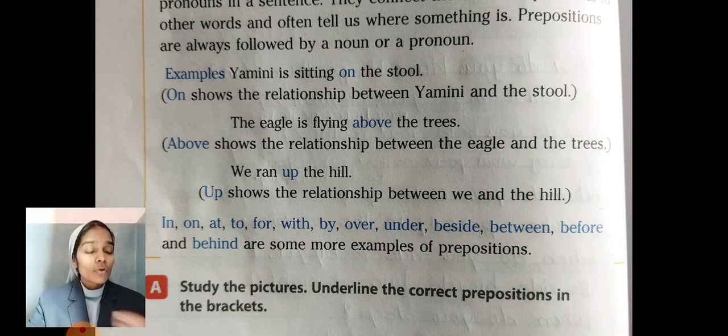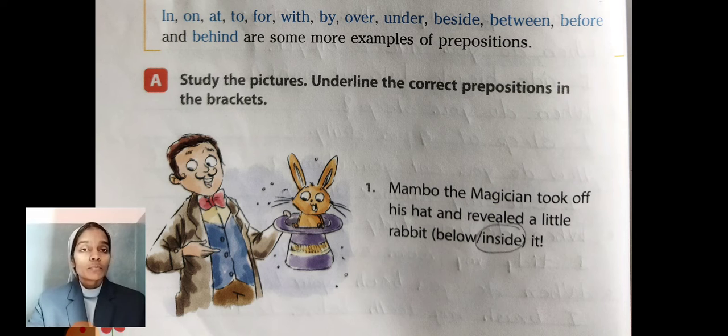So dear students, in, on, at, to, for, with, by, over, under, beside, between, before and behind are some more examples of prepositions. Many prepositions are there. So students, now we'll move to the first exercise: study the pictures, and underline the correct prepositions in the brackets.